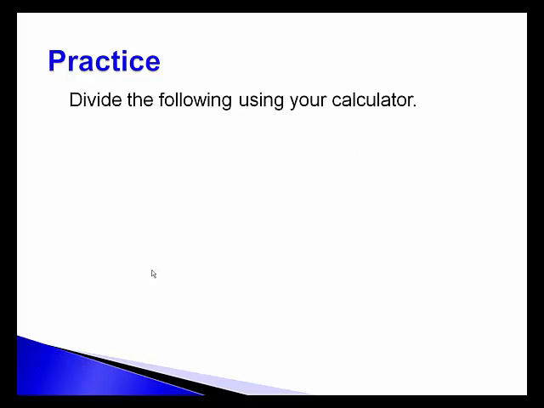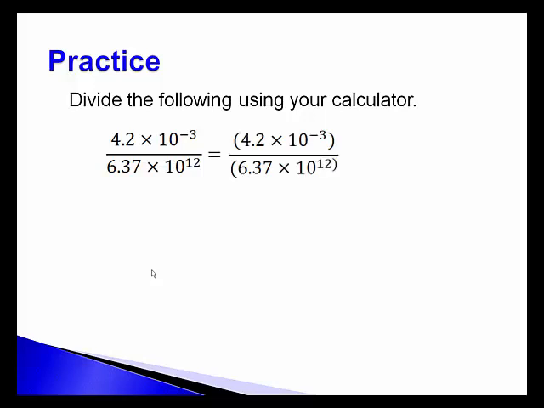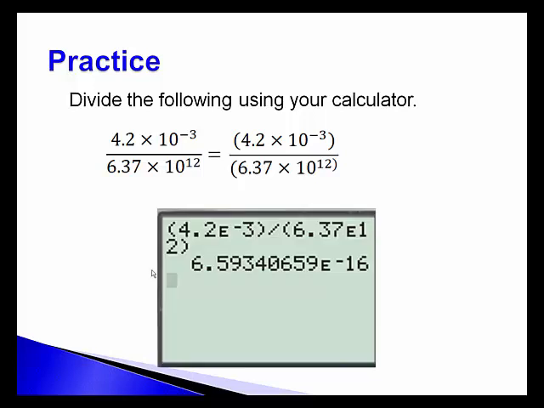This time we'd like to do an example where we will divide two numbers using your calculator. This time we'll divide 4.2 times 10 to the -3rd power by 6.37 times 10 to the 12th power. Please remember that anytime you have a fraction, you need to write the numerator and denominator in parentheses. So once again, we'll open parentheses 4.2 E -3 divided by 6.37 E 12. When you hit enter this time, you get a really long number there, E to the -16th power. I'm going to round it to 6.59 times 10 to the -16th power.